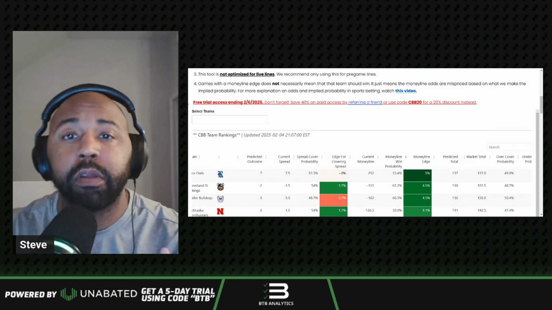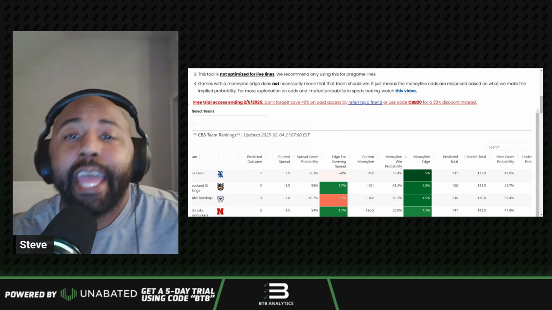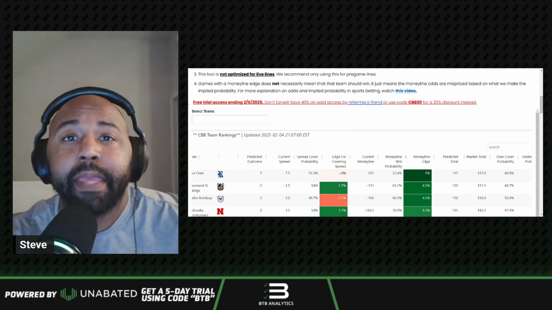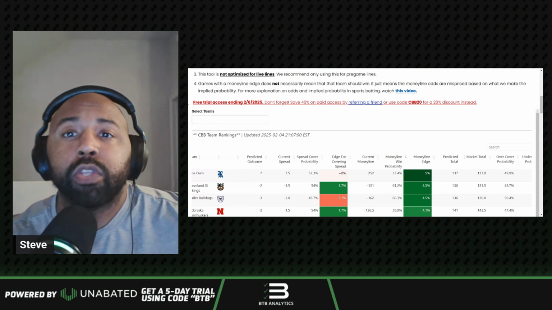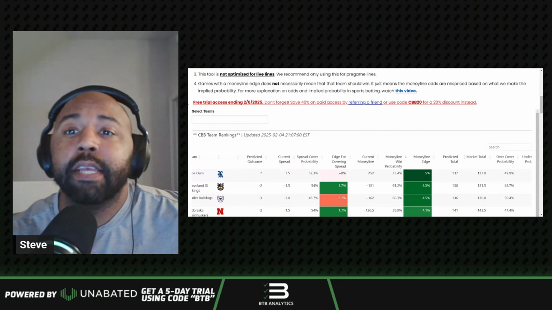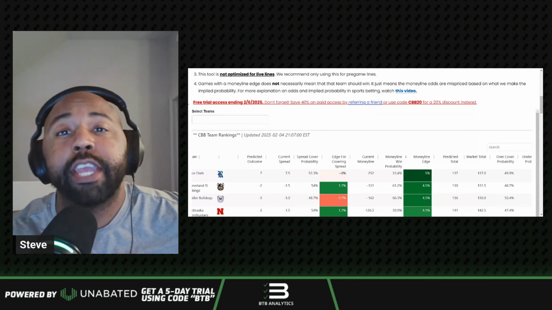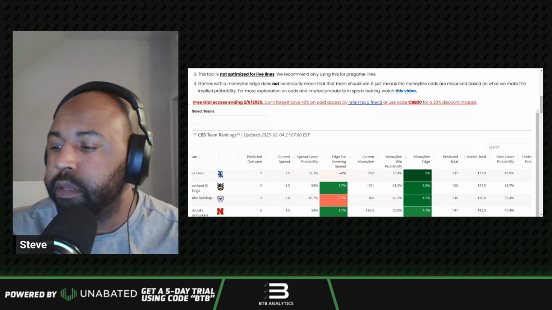Now, really, really important. If you're using this for money lines, I have to stress this. An edge in money line does not mean that this team necessarily should win or is going to win. When you talk about edges in money line, you're just talking about mismatched prices and that a team has a better chance of winning than what the current line is. So let me give you an example. Okay. So let's look at this.